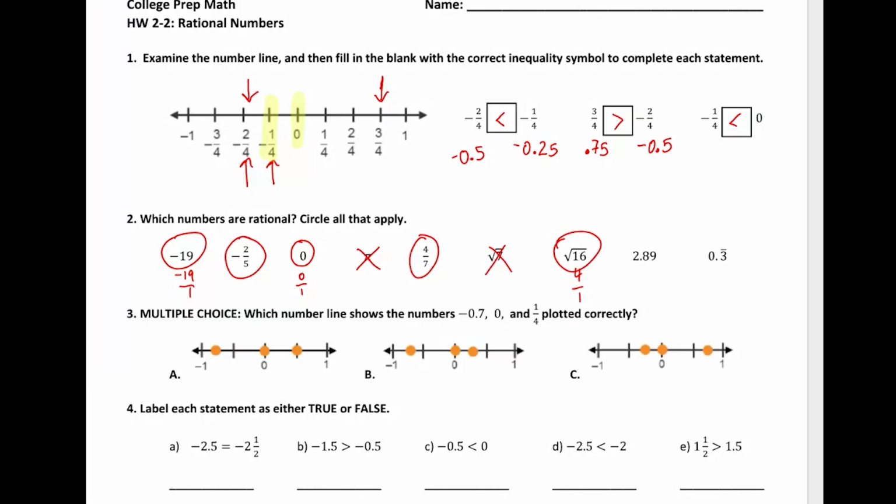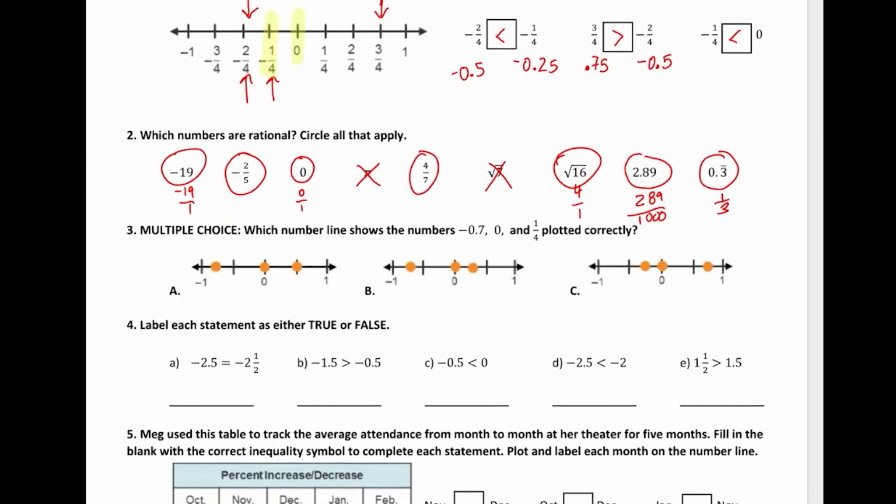Any decimal that you can write out is also going to be rational, and that's whether it's terminating like 2.89 or repeating. Both of these can be written as fractions. 2.89 can be written as 289 over 1,000, and 0.3 repeating is simply a third. So you can see we can write all of those numbers as a ratio or a comparison between integers.